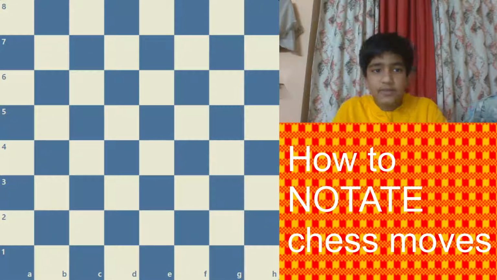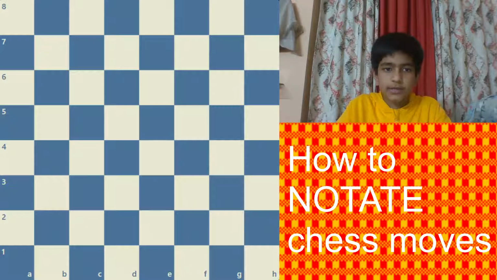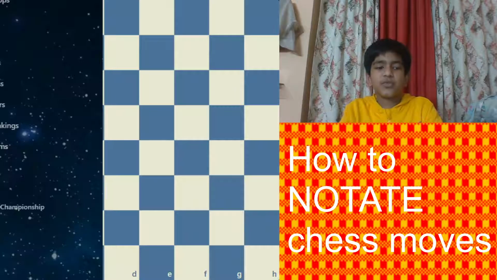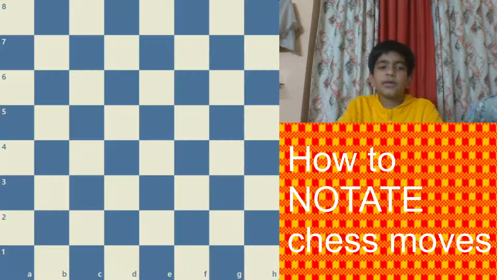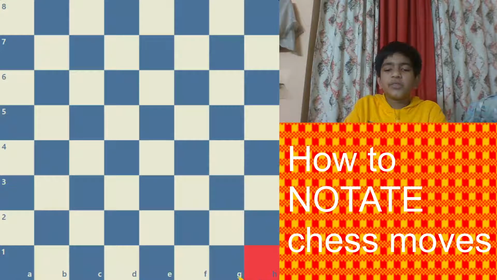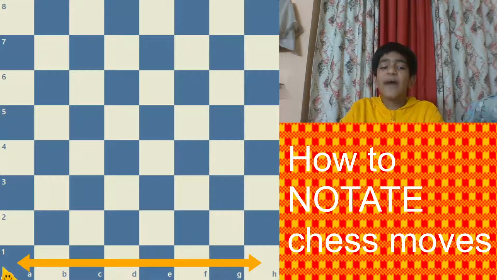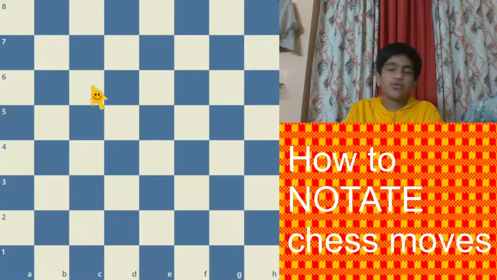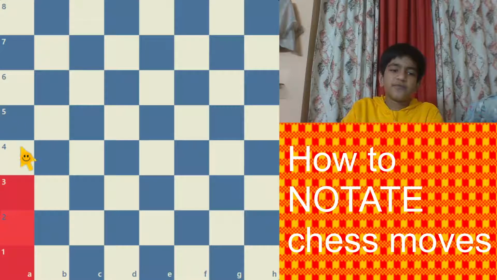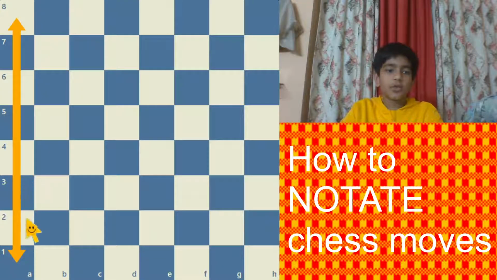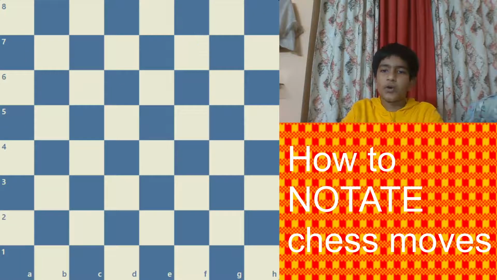So now I've just put up a blank board. First things first, you need to see which square is which. You see these little letters down here, A B C D E F G H. These are called the files. So this is the A file, B file, C file, and so on. And the numbers, 1 2 3 4 5 6 7 8, these are the ranks. So the numbers are the ranks. It's like first rank, second rank, third rank, fourth rank, and so on.